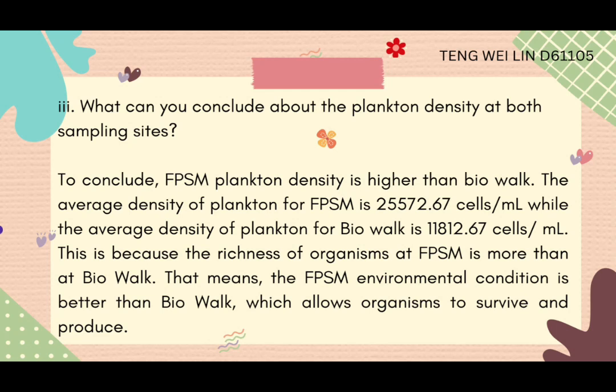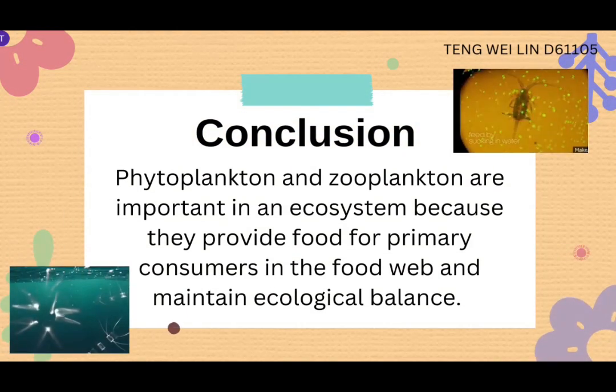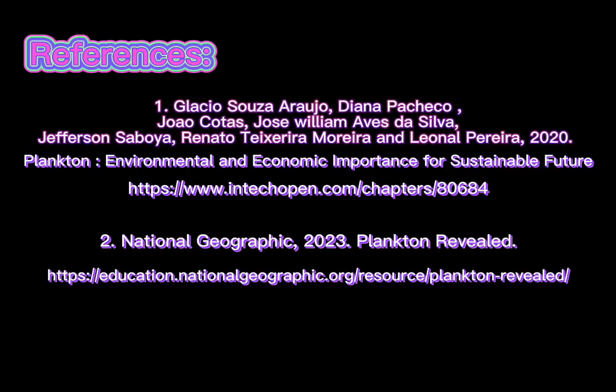That means the APSM environmental condition is better than Biowalk, which allows organisms to survive and reproduce. Conclusion. Phytoplankton and zooplankton are important in an ecosystem because they provide food for primary consumers in the food web and maintain ecological balance.